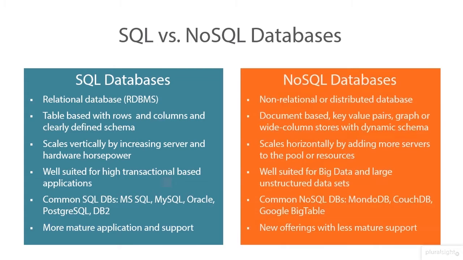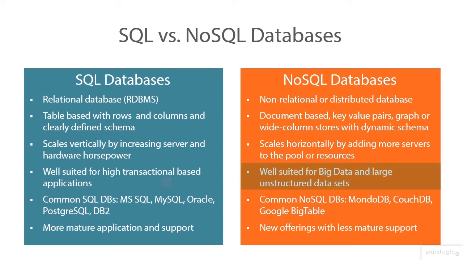To compare that, we have NoSQL databases. So NoSQL is non-relational or distributed. Okay, so it's document-based, key value pairs, graph, or wide column stores, okay, within a dynamic schema. Comparing it to a SQL database, it scales horizontally by adding more servers to the pool of resources. All right, so we don't take a specific server and beef it up. We just add more servers to the pool. So it scales horizontally versus vertically.